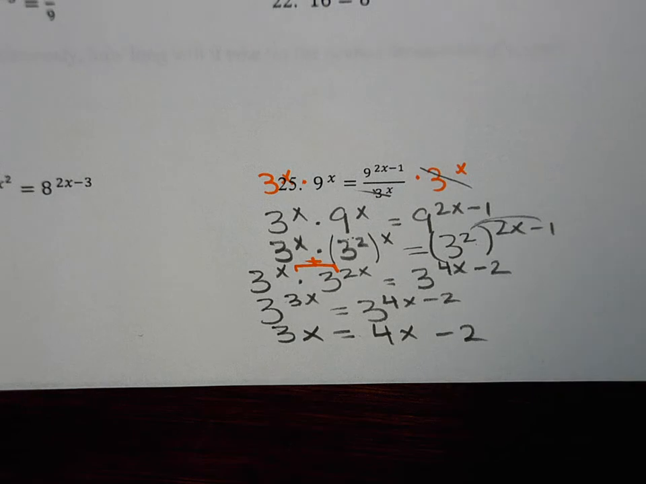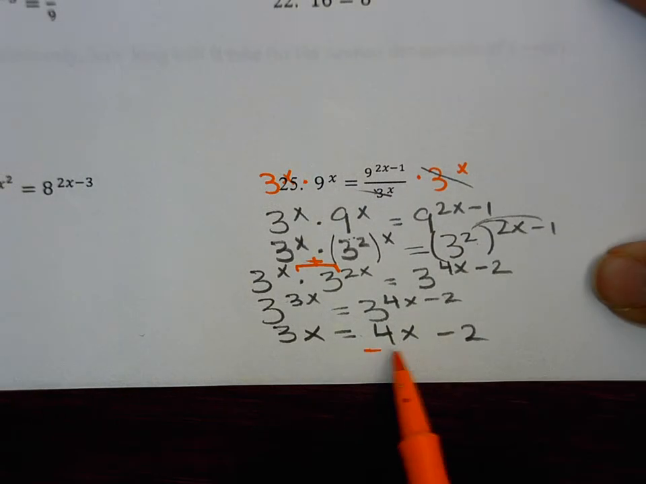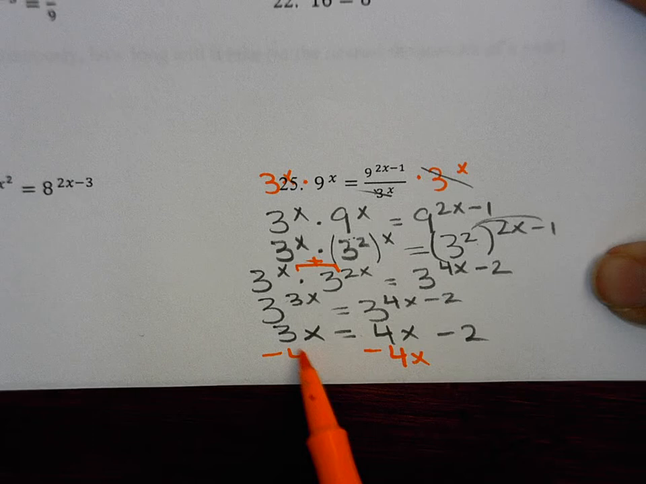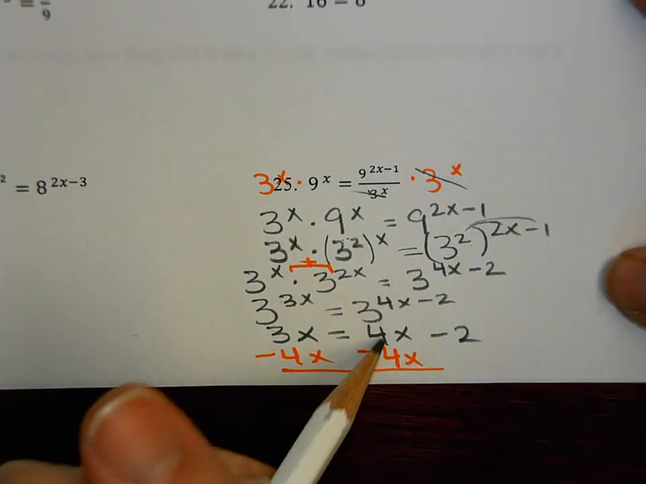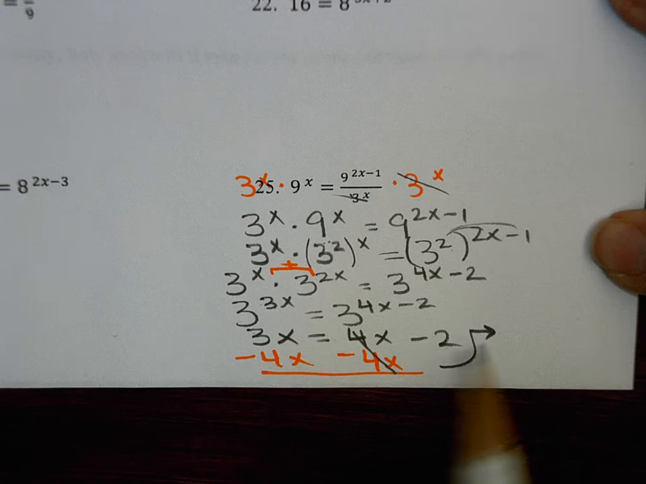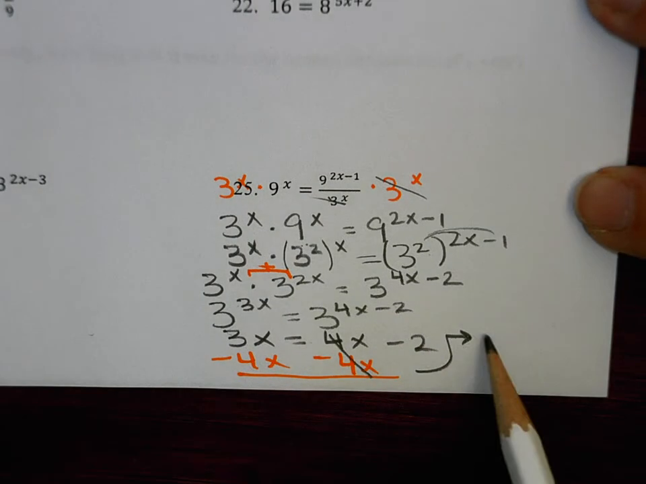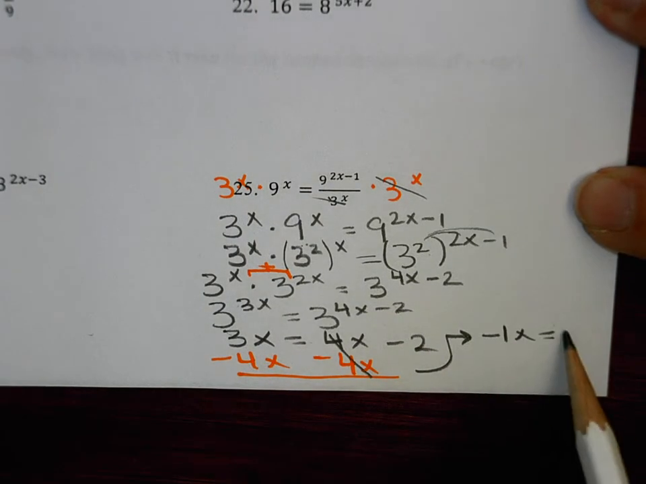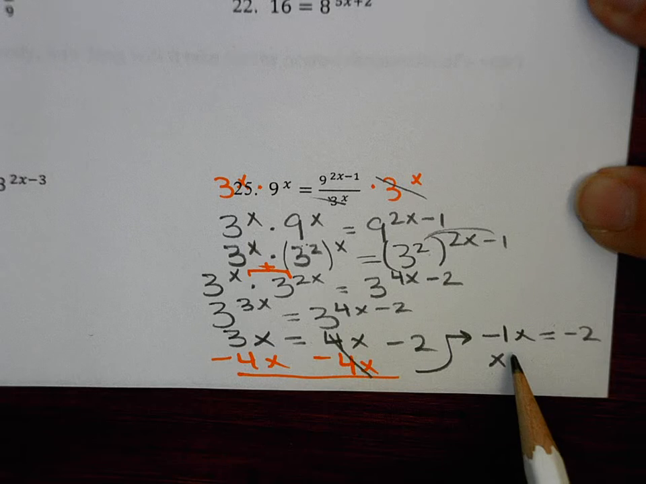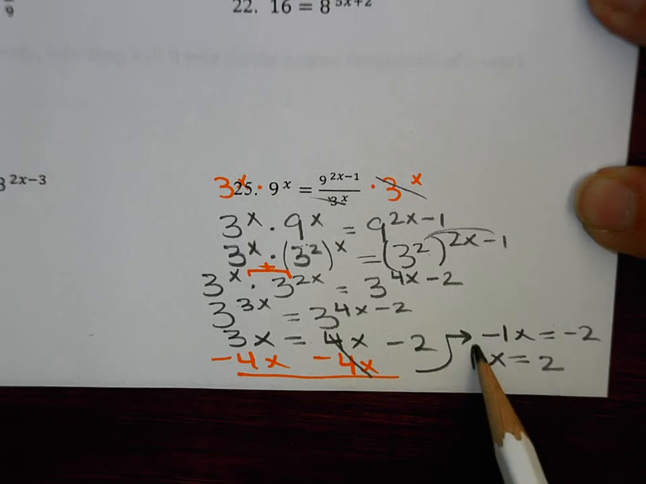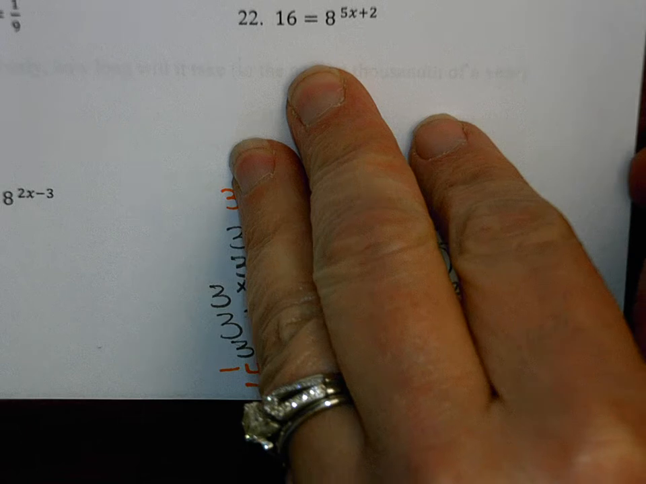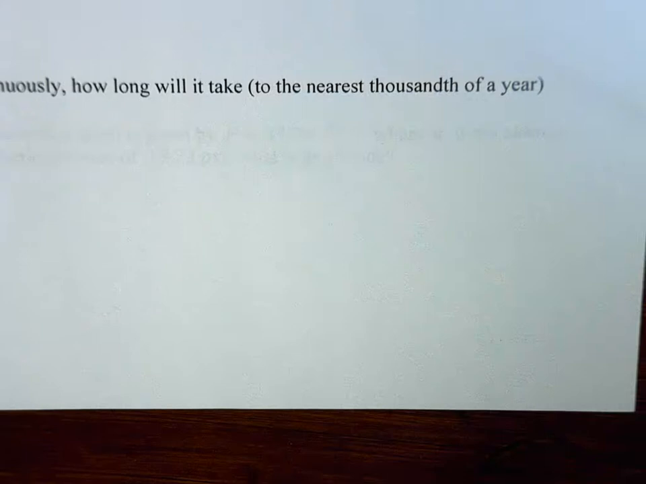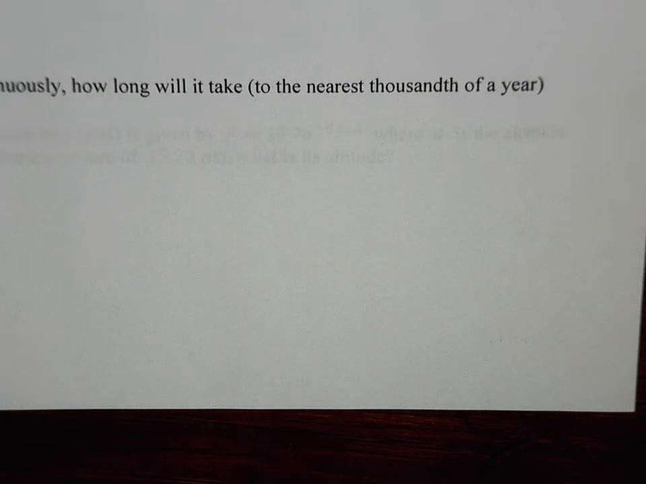So I want to isolate the x, so I'm going to group those together. So I'm going to subtract 4x from both sides. And then that will cancel. And then that gives me negative 1x equals negative 2. And then when I divide both sides by negative 1, I would get x is equal to 2. Okay, all right, and then let's take a look at a couple on the back side here.